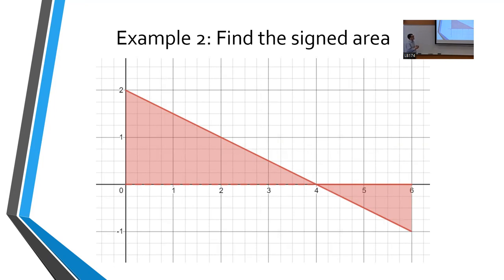But if you look at the area between the x-axis and that line, some of the area is positive, some of the area is negative. The area above the x-axis over here is positive. The area below the x-axis is negative. So if you calculated the area of the first triangle, that would be, again, 1/2 base times height. Base is 4, height is 2. So the area of the first triangle, the positive area, would be 4.